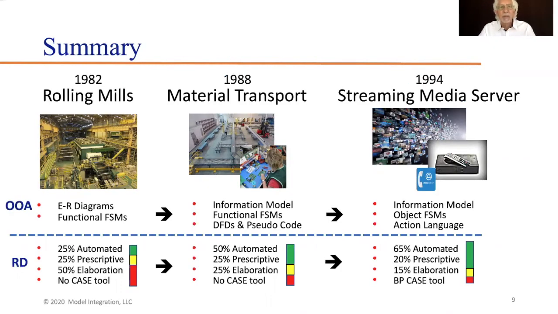Okay, here's a brief summary of the three projects we looked at today. The OOA row shows the evolution of the application modeling from simple ER diagrams and functional state models, ending up with complete Shlaer-Mellor analysis models. The RD row shows the evolution of the software architecture through these projects in terms of, number one, the percentage of automated, prescriptive, and elaborative mappings of the application models. Notice the increase in automation and decrease in elaboration. And two, in the use of case tools, going from simple drawing tools initially to a commercially available case tool on the last project targeted at automated code generation. Overall, I'd say not bad progress.